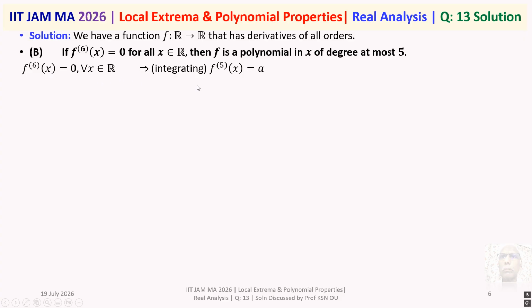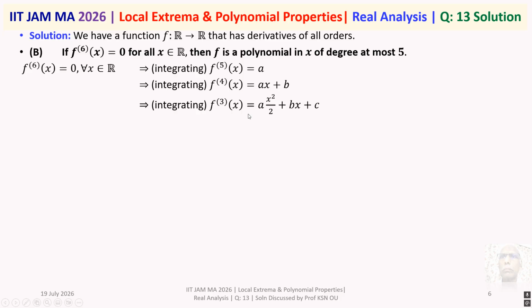Integrating once, you will get the fifth derivative of f at x is equal to a, where a is an arbitrary constant. Integrate again, the fourth derivative of f at x will be ax plus b. Integrating again, the third derivative of f will be a x square by 2 plus bx plus c, because the integral of x is x square by 2. Integrating again, the second derivative of f will be a into x cube by 3 factorial plus b x square by 2 plus cx plus d.